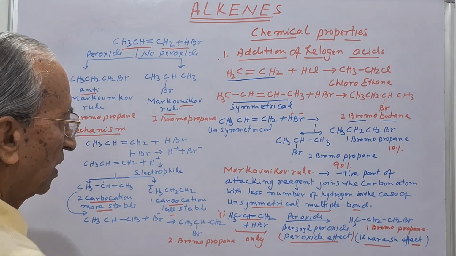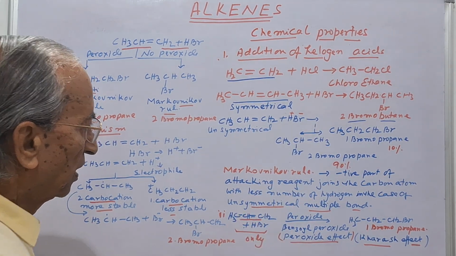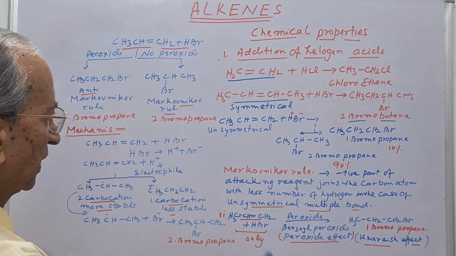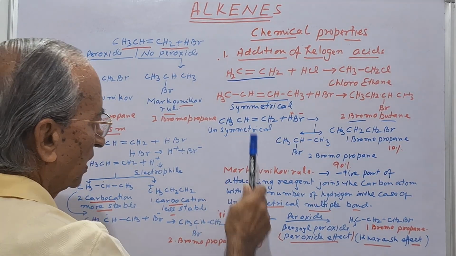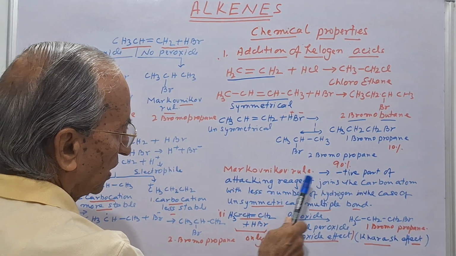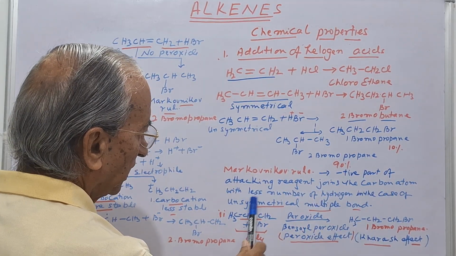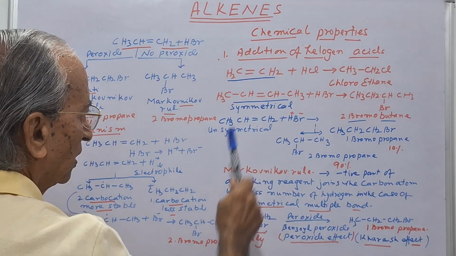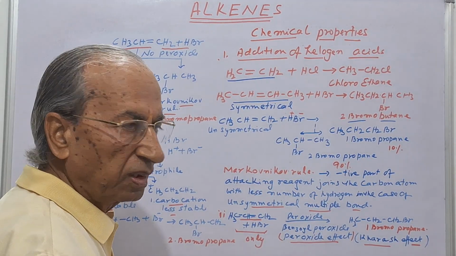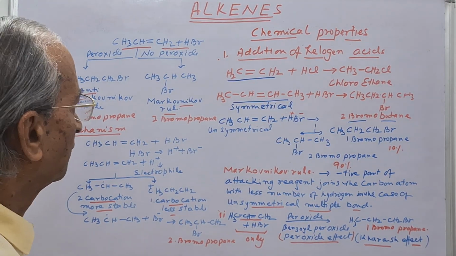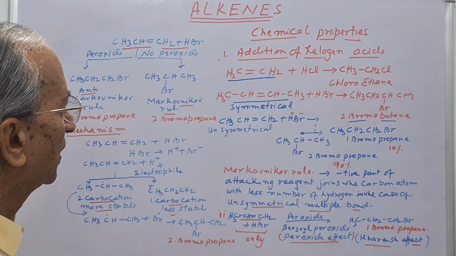So remember, Markovnikov's rule. This is a very important rule. As per this rule, in the case of unsymmetrical alkenes, the negative part of the attacking reagent joins the carbon atom with less number of hydrogen atoms, and the hydrogen goes to the carbon atom with more hydrogen atoms. So this is the addition of the halogen acids which I explained with mechanism.